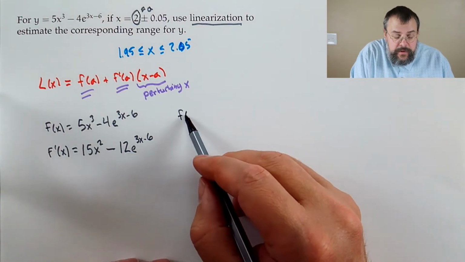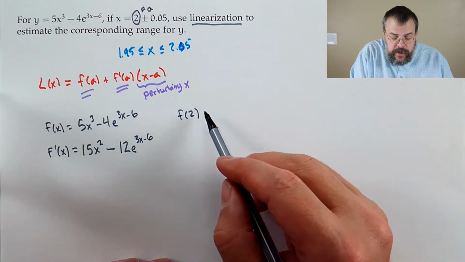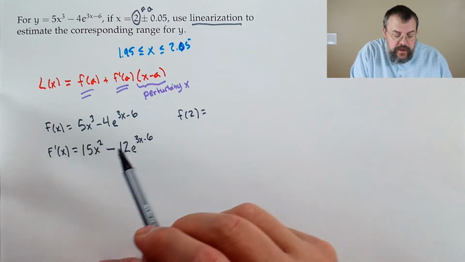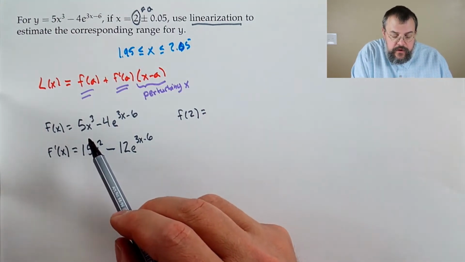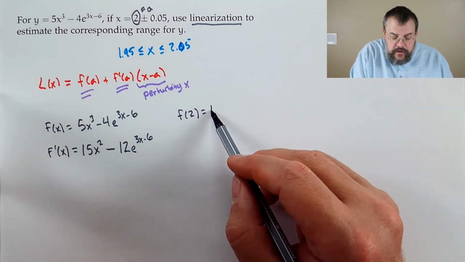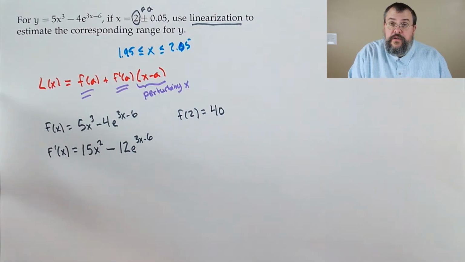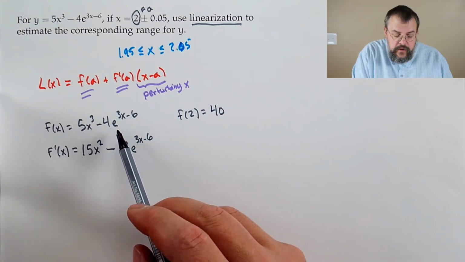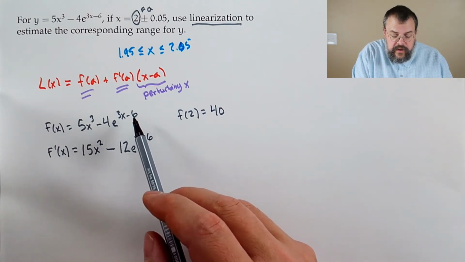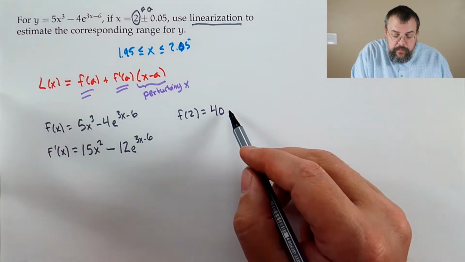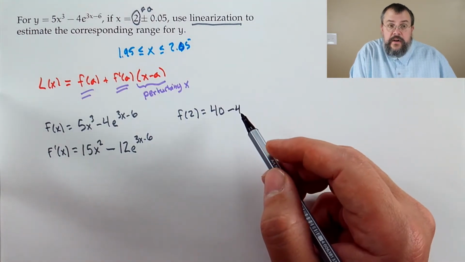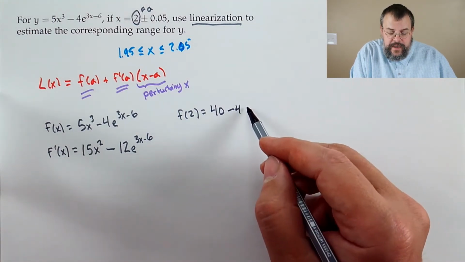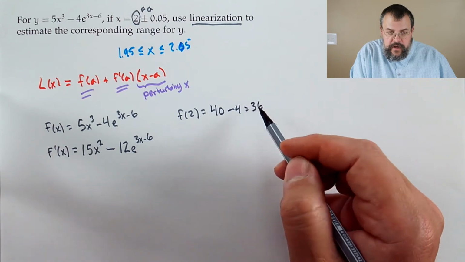So here we go. F of 2 is what? Well, that would be 5 times 2 cubed. So that would be 40, because 2 cubed is 8, minus 4e to the 6 minus 6, which is 0, e to the 0. So that's minus 4. All right, good. 40 minus 4, and we call that 36.